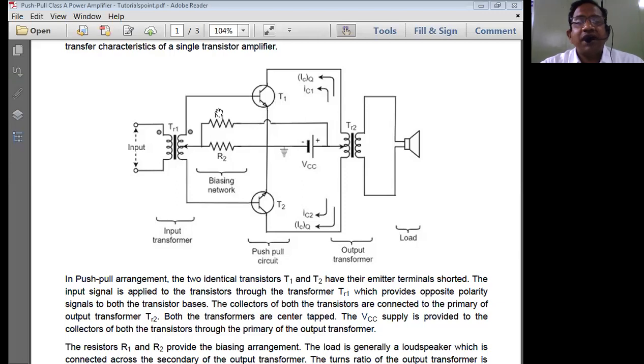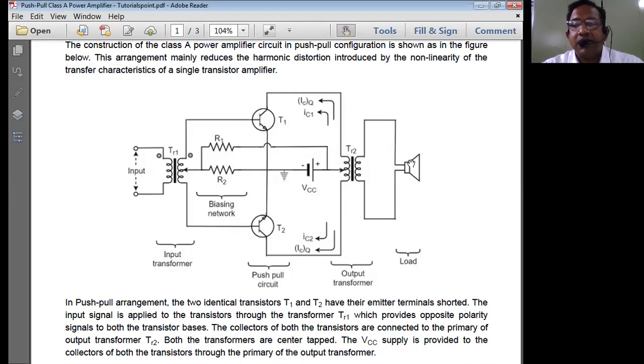Now, this is the circuit diagram for the class A push-pull type of power amplifier. We have seen class B push-pull, and this is another variety of push-pull, that is class A push-pull. We can have class AB push-pull as well. Class AB, by the nature of its construction, comes as a push-pull type only. There is nothing great in saying a push-pull class AB power amplifier.